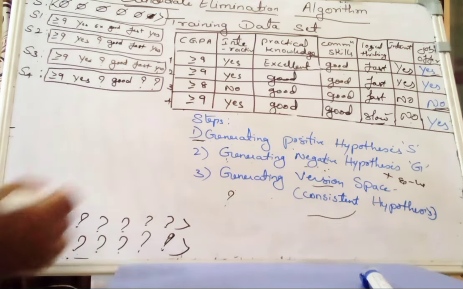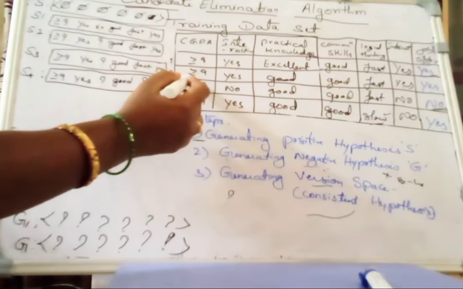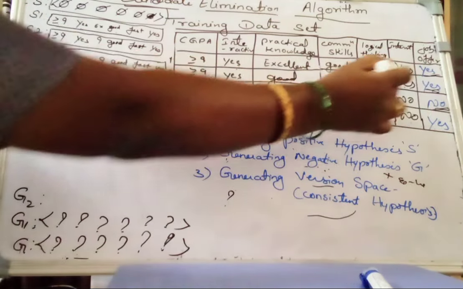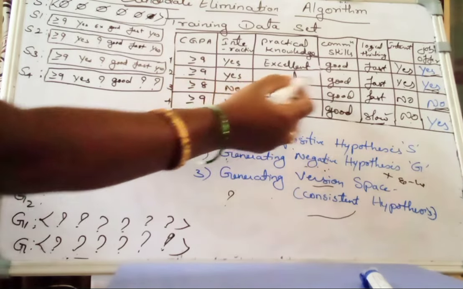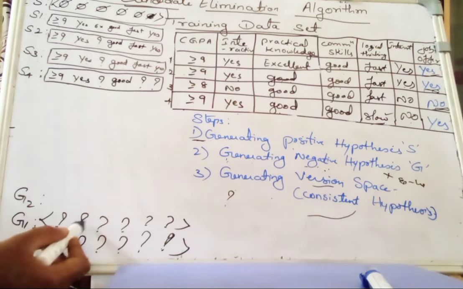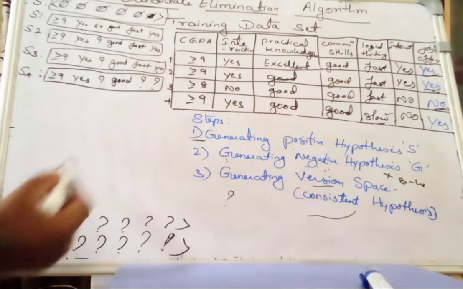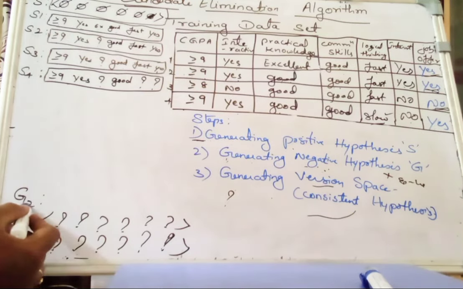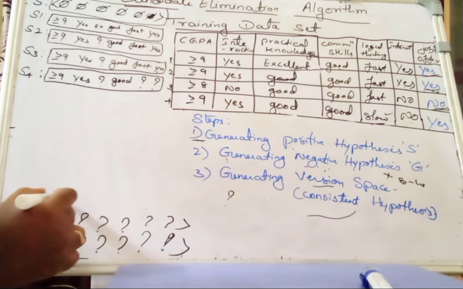To generate G2, compare instance I2 with G1. I2 is also a positive instance, yes. So it is greater than or equal to 9, yes, good, fast, yes. Here the same hypothesis, question mark itself, is sufficient to satisfy this instance I2. So my G2 hypothesis will be the same as G1 itself. The same hypothesis can be used.